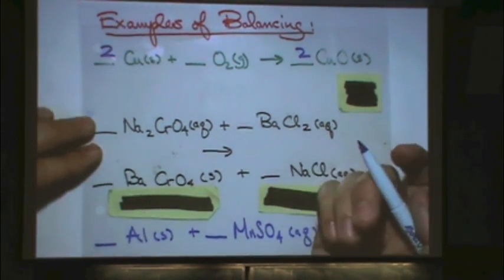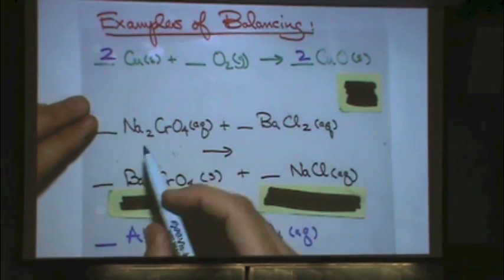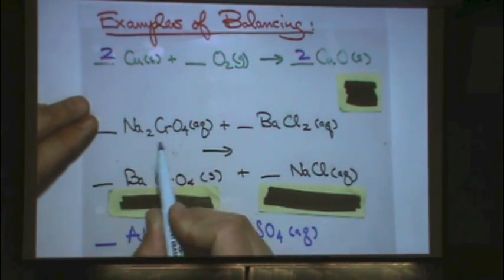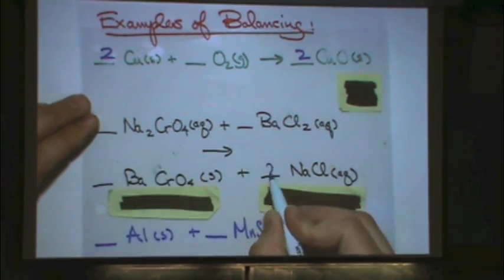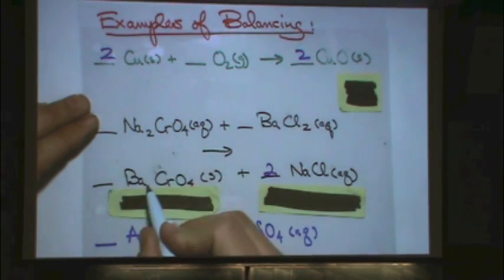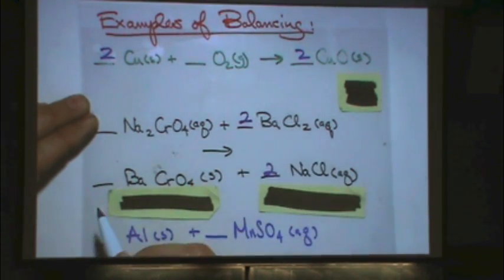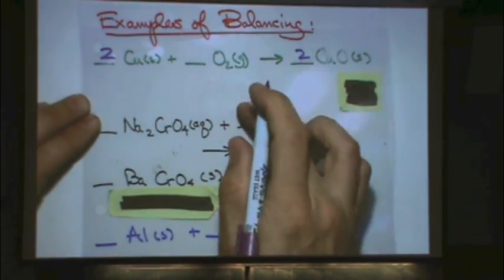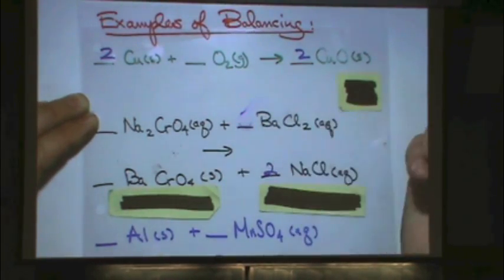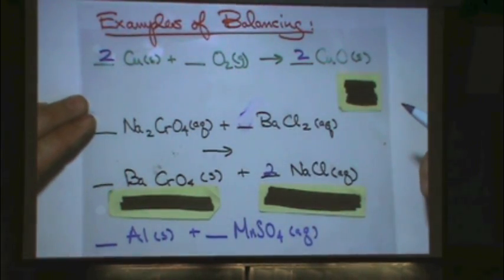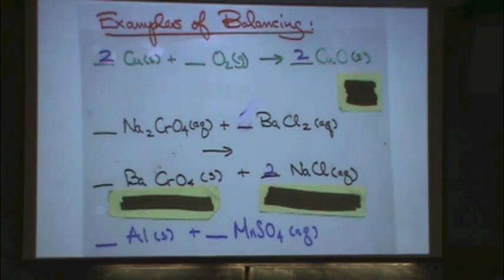So here, they all look kind of ugly. I'll probably start with the sodium chromate. It has the most subscripts. Two sodiums, one chromate, two chlorines. Oh, there already is two chlorines there. So that might be it. That looks good. Okay, let's try the next one.